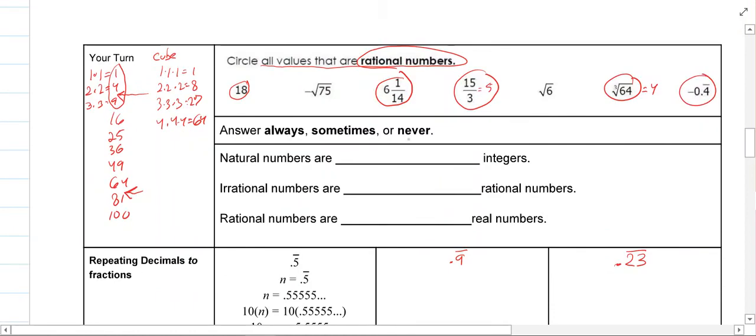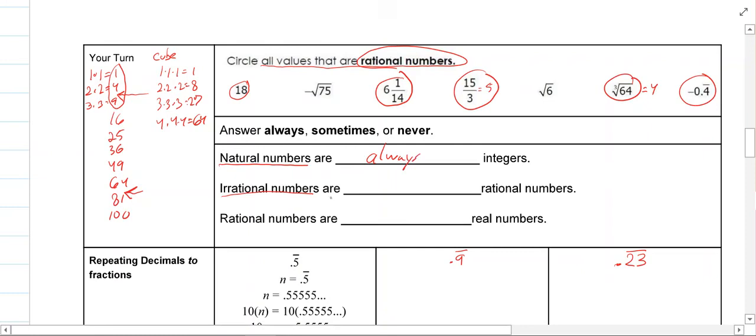Okay, this next one gives you some directions. Answer it always, sometimes, or never for the following ones. Natural numbers are what? Integers. Are they always integers? Are they sometimes integers? Or are they never integers? Well, natural numbers, if you look back at the circle thing we did, natural numbers are inside the integers. So natural numbers are always integers.